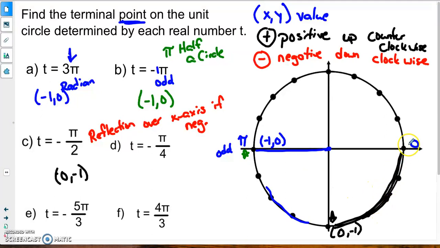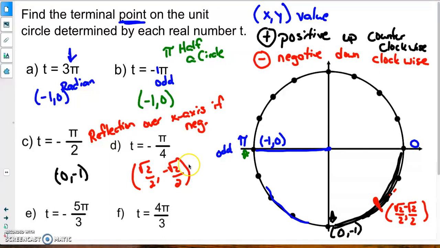Pi over 4. I start at 0. I'm going to travel down pi over 4. That takes me to here. Well, that's quadrant 4. Okay. That means I'm working with radical 2 over 2, comma radical 2 over 2. In quadrant 4, the y value is negative, and that's it. The x value is positive. So that's going to be my terminal point. Positive radical 2 over 2, negative radical 2 over 2.